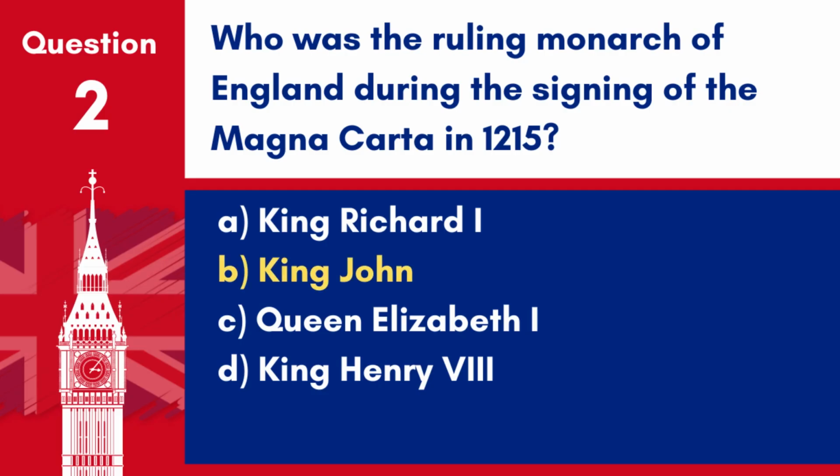Answer. B. King John. King John was the monarch during the signing of the Magna Carta in 1215, which was a document that limited the power of the Crown and laid the foundation for modern democracy.